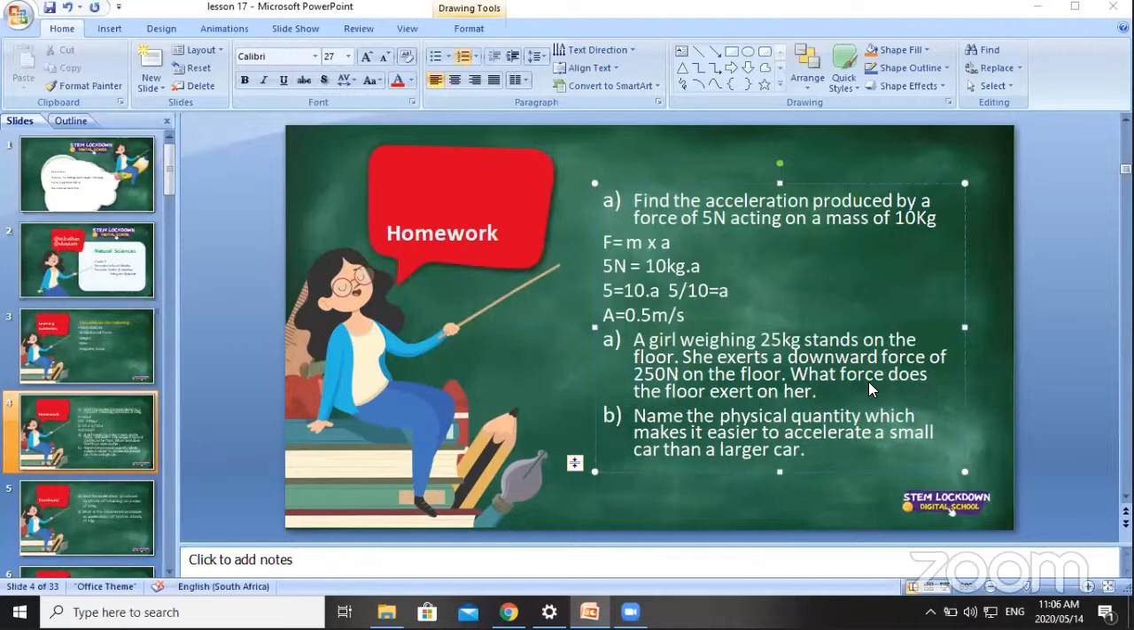Amra, are you there? You had raised your hand earlier on. So we are looking for force, F here. What force is this girl actually exerting on the floor?